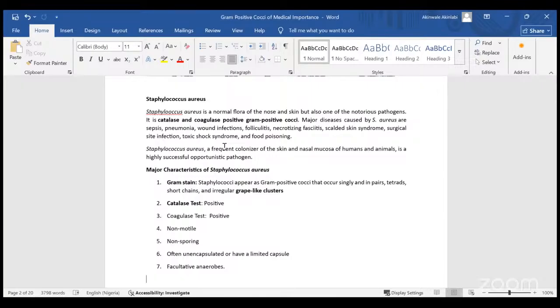Major characteristics of Staphylococcus aureus. You start from their gram stain. You know how it appears in the gram. They are in clusters. Then catalase is positive. Coagulase is positive. They are non-motile. They are non-sporing. They don't have spores, and they are not motile. They don't move. They are not capsulated as well. They are facultative anaerobes.